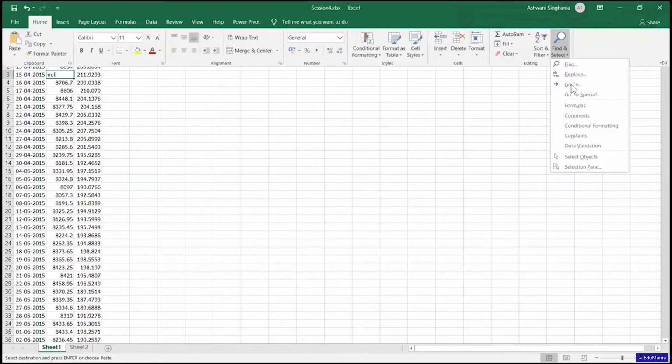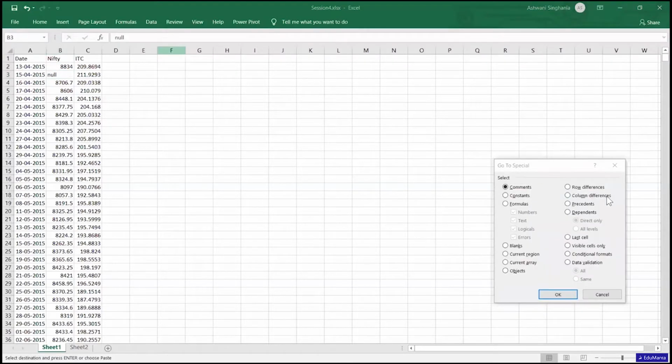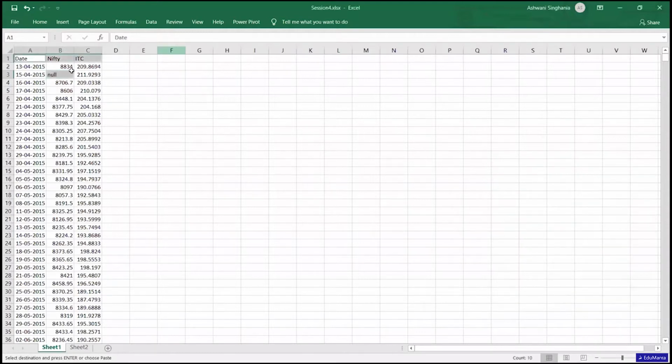So it's Go To Special, and after that we are going to check Constants. Under Constants, we are going to look for Text, and okay. So all the text has been selected.